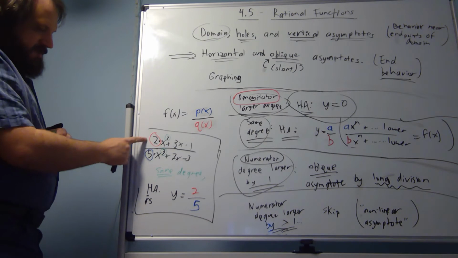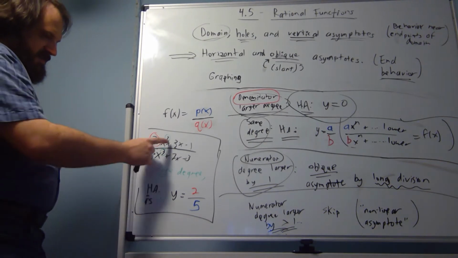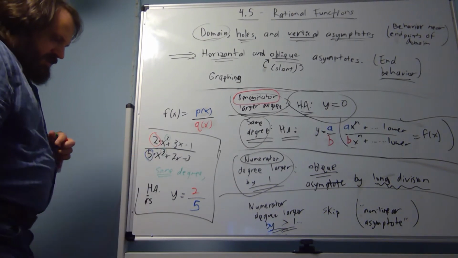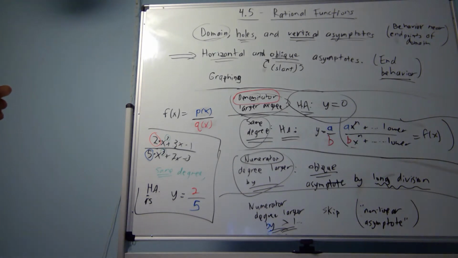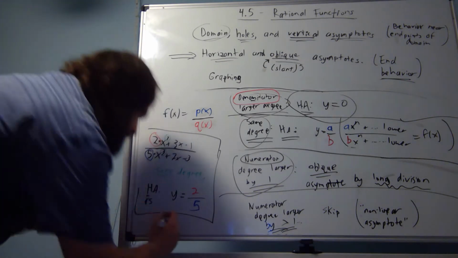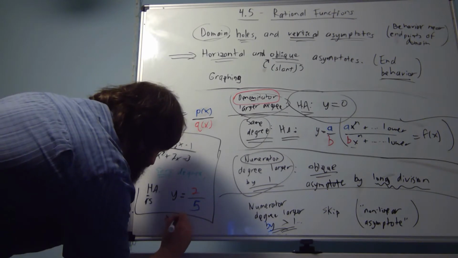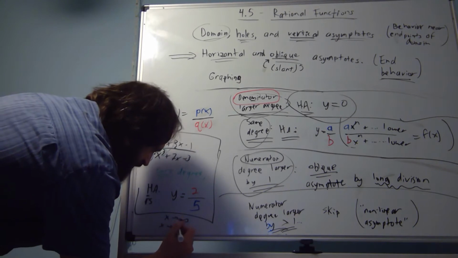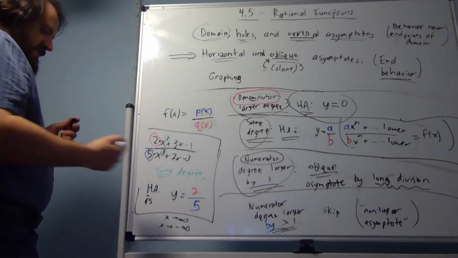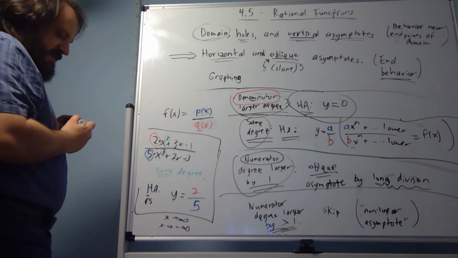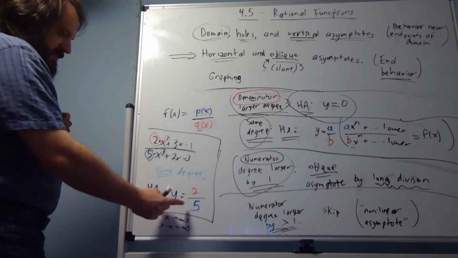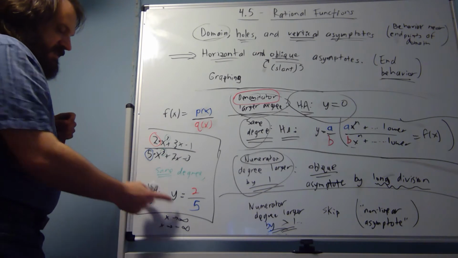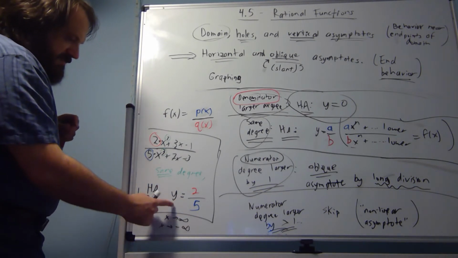If the degrees are the same, then you just divide the two coefficients of the highest order terms. And that'll do it. That's the end behavior. So that works as x goes to positive infinity and as x approaches minus infinity. If x is a big positive number or a big negative number, this kind of function is going to have y values that are very close to this.